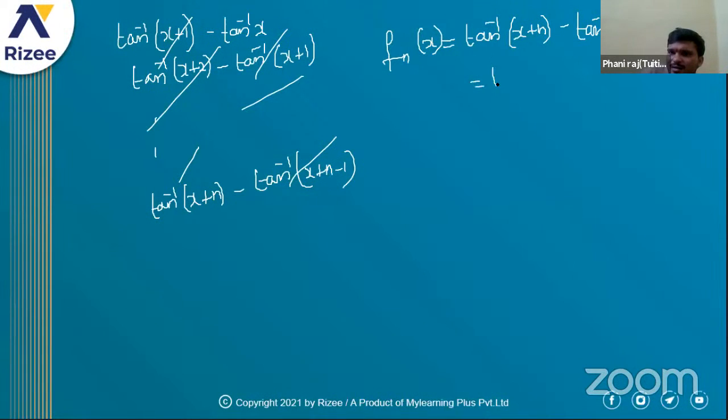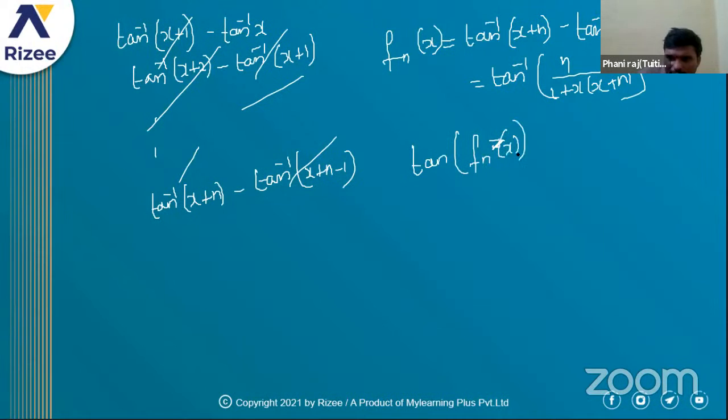Now what is this? Tan inverse of n by 1 plus x into x plus n. See, all the options have tan of fn of x. So we'll also take tan of fn of x. That says what? Tan of fn of x equal to n by 1 plus x into x plus n.